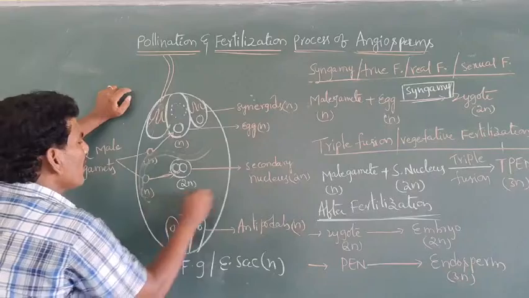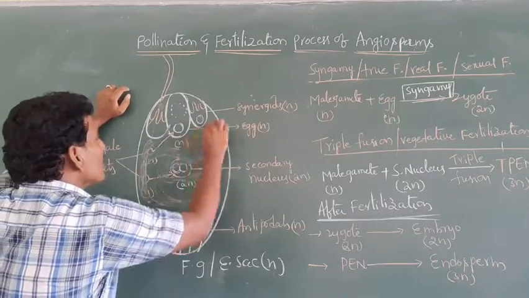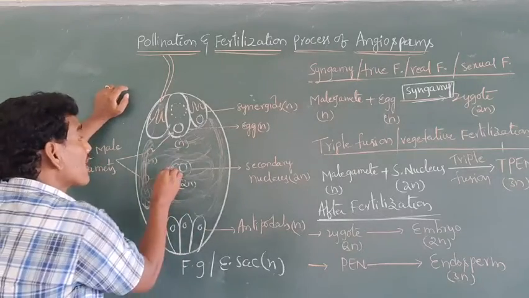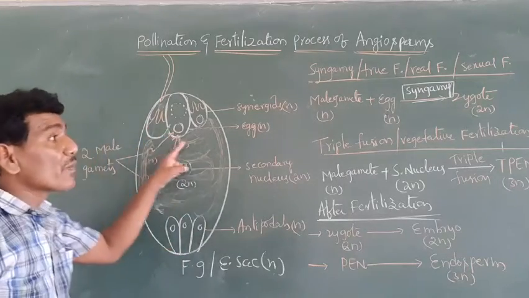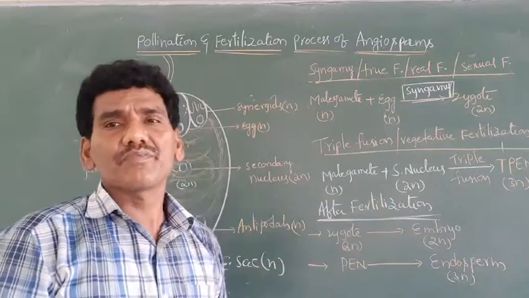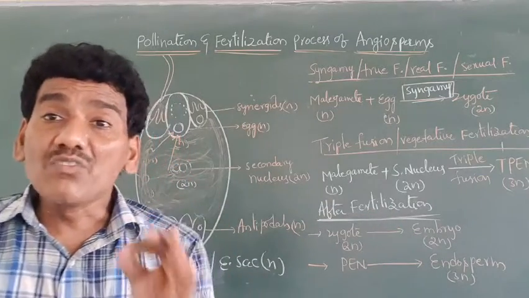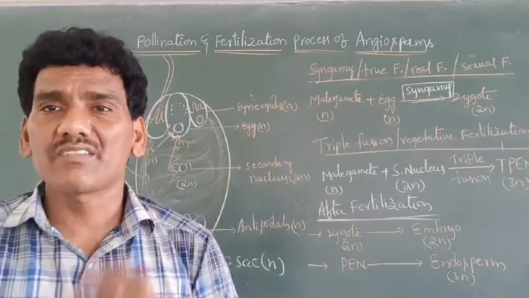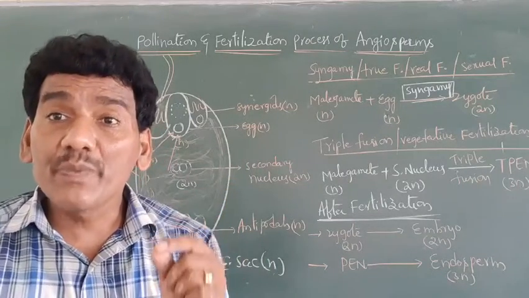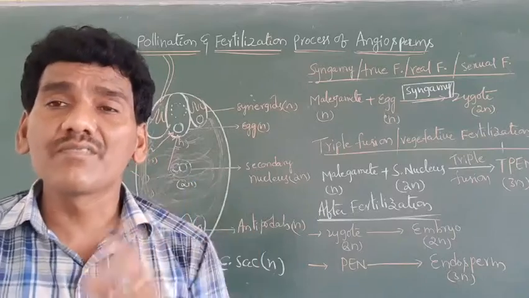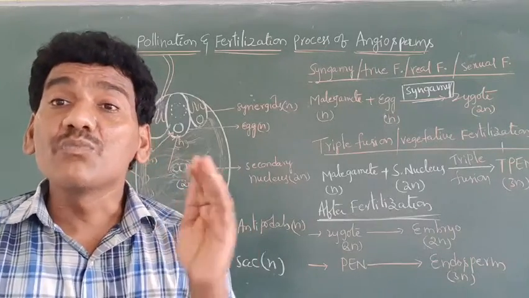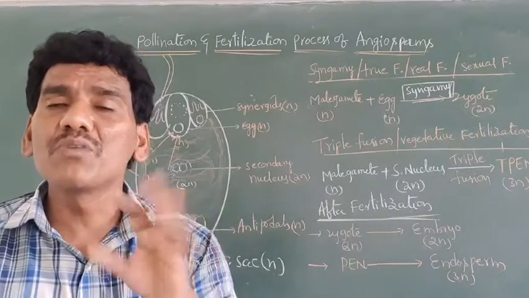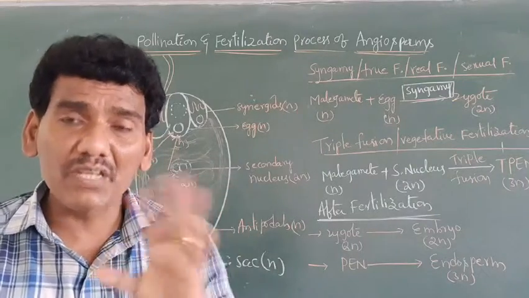The main important function of the endosperm is to supply the food material for the development of the embryo. In angiosperms, endosperm is a post-fertilization product. The ploidy of the endosperm in angiosperms is 3N. But what about the gymnosperms? In gymnosperms, there is no true endosperm.